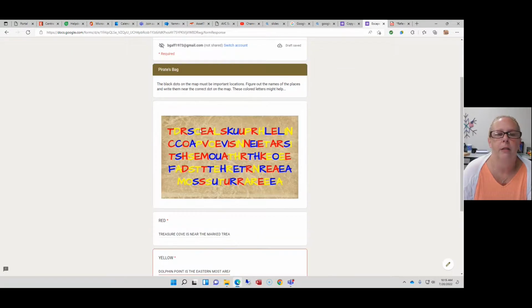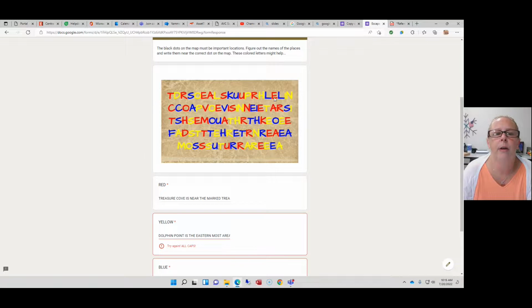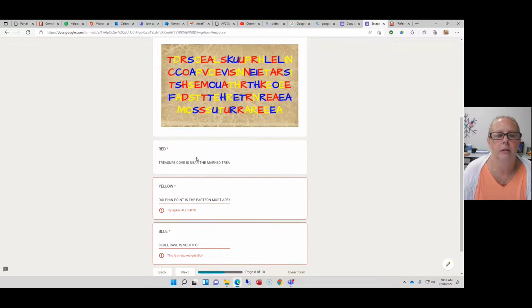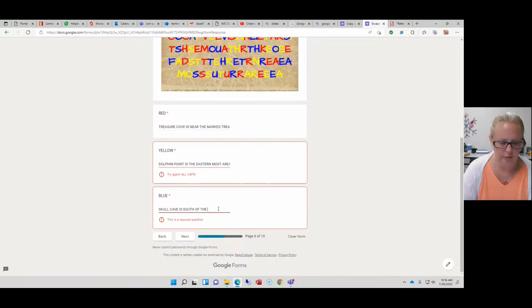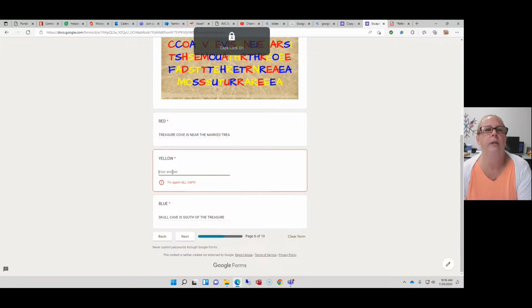Blue Skull Cave is S-K-U-L-L-C-A-V-E-I-S, south of the treasure. I don't know why this one's yellow.